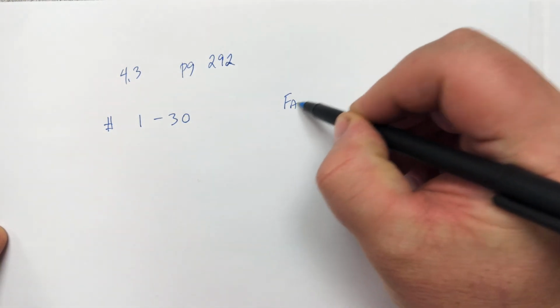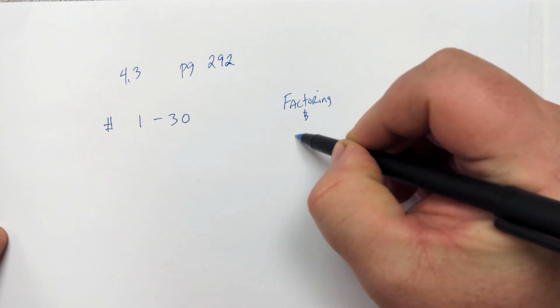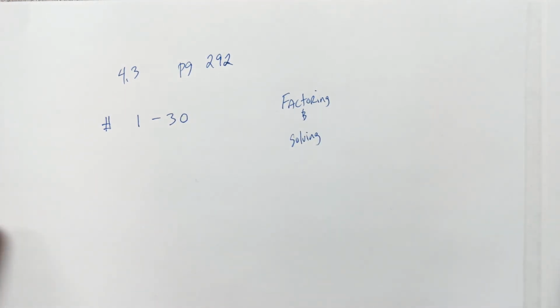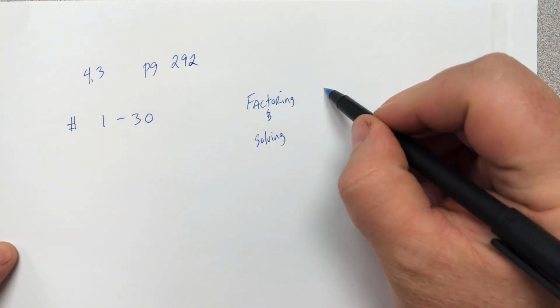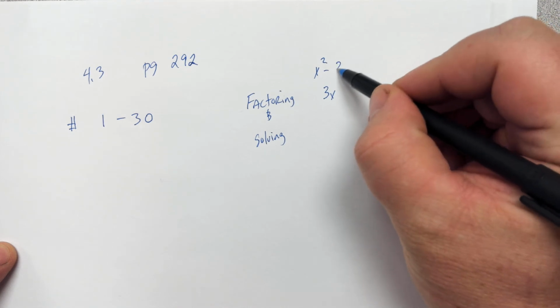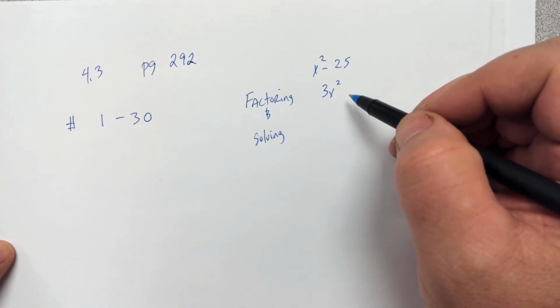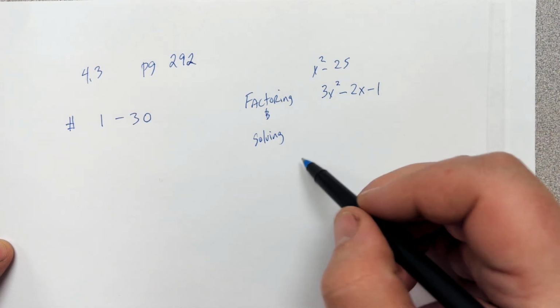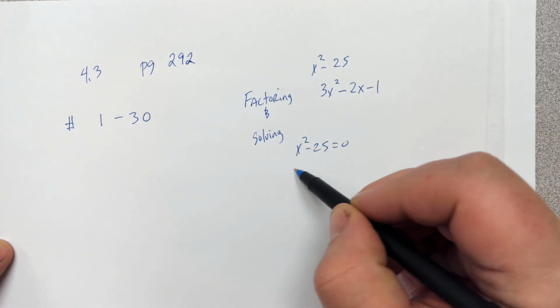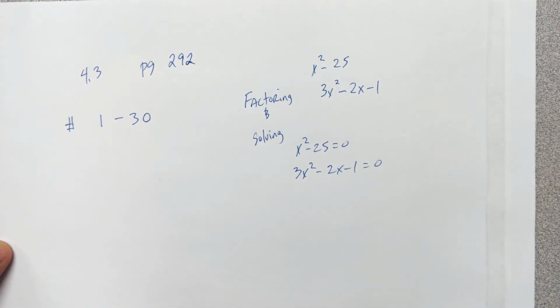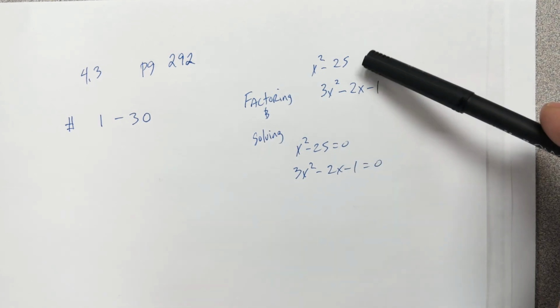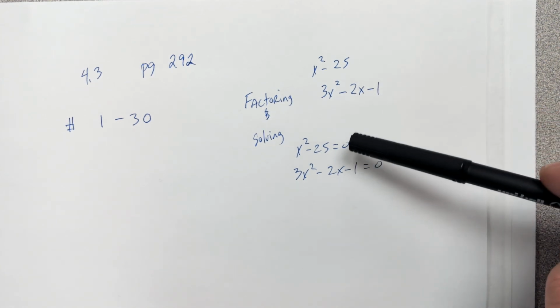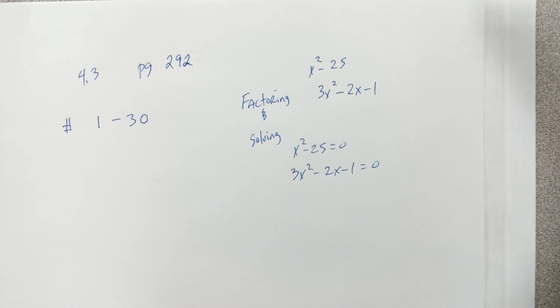Because our quiz is just going to be factoring and solving. That's it. So factoring things like x squared minus 25, or 3x squared minus 2x minus 1, or solving things like x squared minus 25 equals 0. When it's factoring, it's not equal to 0. When you're factoring, you're just figuring out what multiplies to these. When you're solving, you find those factors first, and then you solve each of those factors equal to 0, which is at the end x equals something.